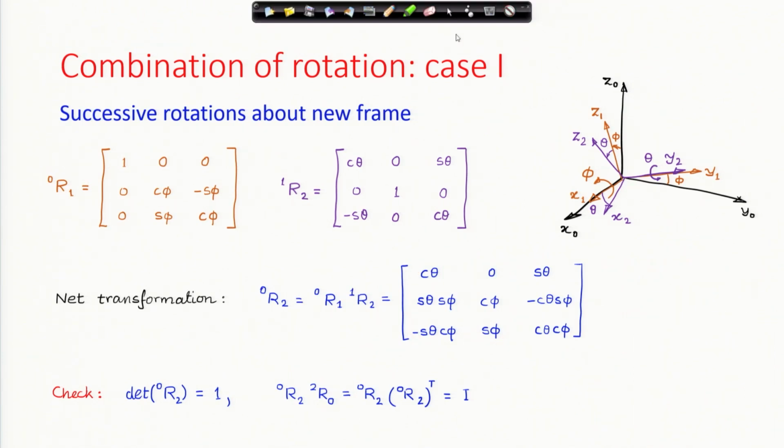The same thing goes for the rows, and you can take the cross product of the first column and second column, and you will get the third column, etc. All those properties I leave it to you to check.